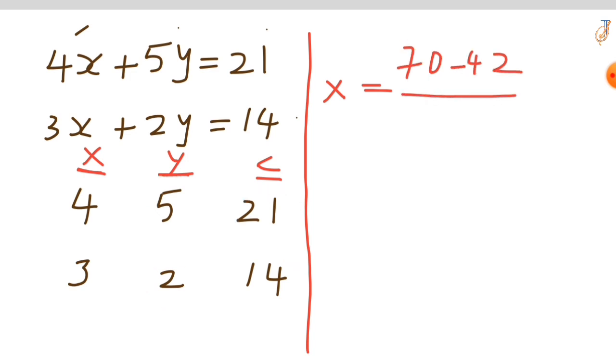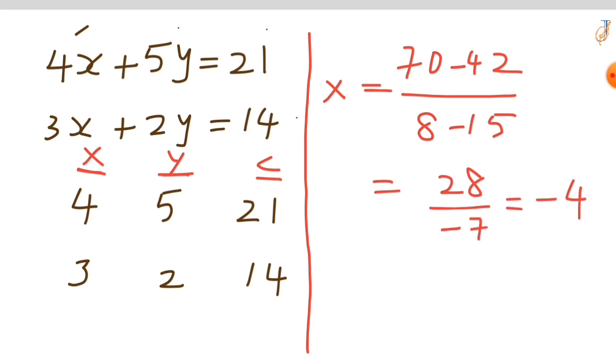Now you have to take x and y terms. Here we have to cross multiply. 4 times 2 is 8, minus 3 times 5 is 15. So 70 minus 42 gives 28. 8 minus 15 gives minus 7. So the value is minus 4. After getting the result, you need to change the sign. So the x value is positive 4.